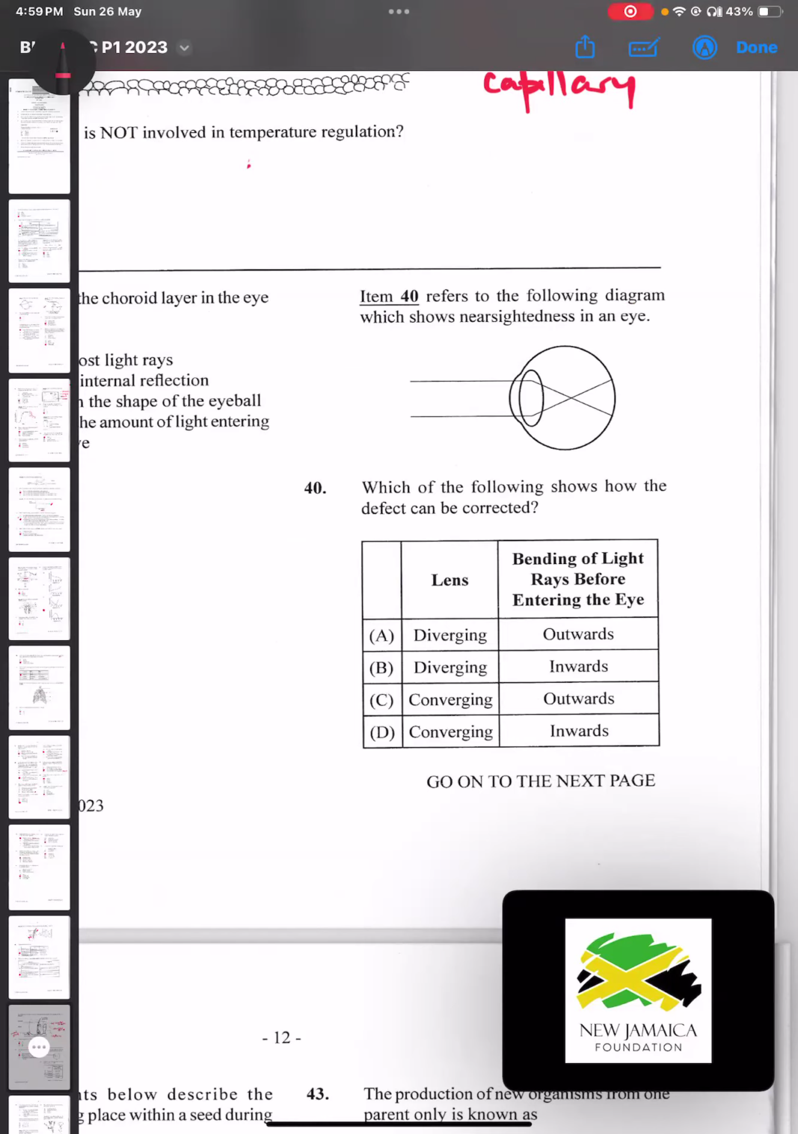So what lens do we use to correct nearsightedness? We use the diverging lens because it will spread the light rays outwards, because for someone who is nearsighted, your eyes are too long. So in that case, your image is formed in front of the retina instead of on it. So you use a diverging lens to spread the light rays so that they will settle further back in the eye on the retina instead of in front of it. So A would be our answer.